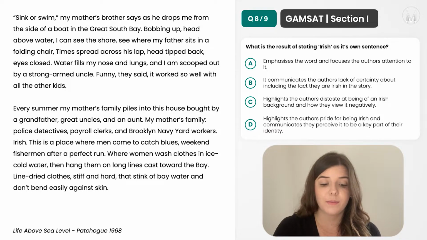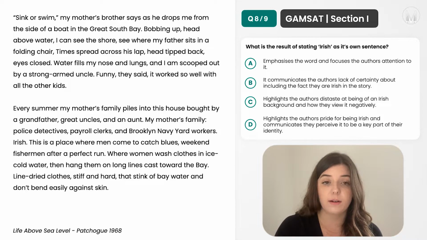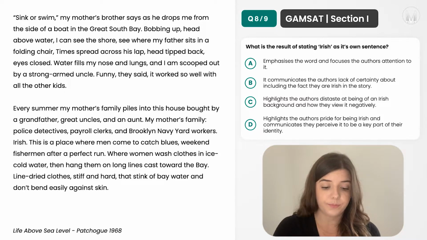Remember to read this story in your head as if it were aloud, just so that you can interpret the different emphasis and the effects of certain punctuation. Definitely by having Irish as its own word in a sentence adds emphasis to it. So you pause before starting it and then you pause again after, which really has an impact and makes it stand out. So we look at the options. A, emphasizes the word and focuses the author's attention to it. That's exactly what it just did when we read it out loud. So option A is likely.